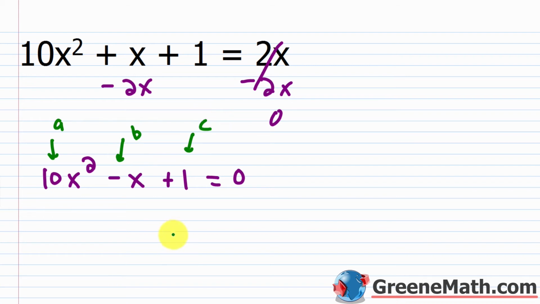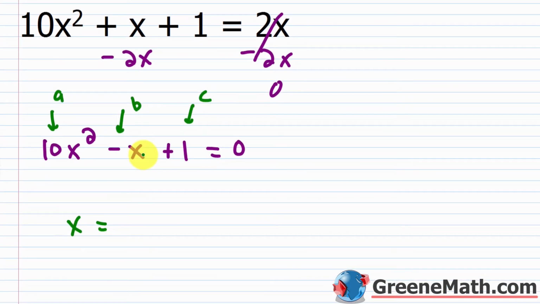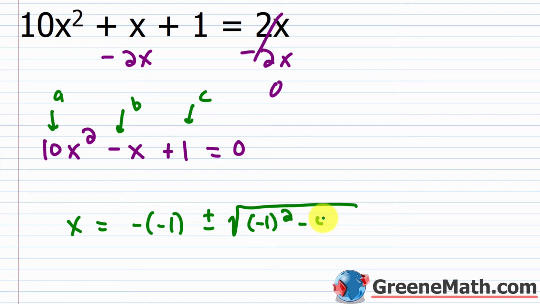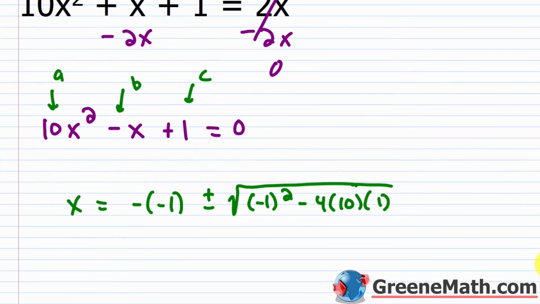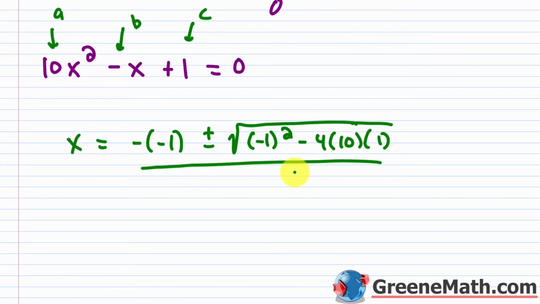So let's think about the quadratic formula. So x equals, you've got negative b. In this case, b is negative 1. So the negative of negative 1 plus or minus the square root of b squared, which is negative 1 squared, minus 4 times a is 10, times c in this case is 1. Okay, now this is going to be over 2 times a. So 2 times, in this case, a is 10.